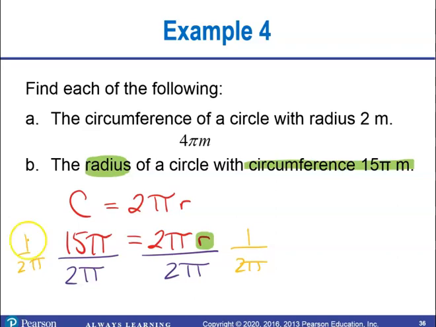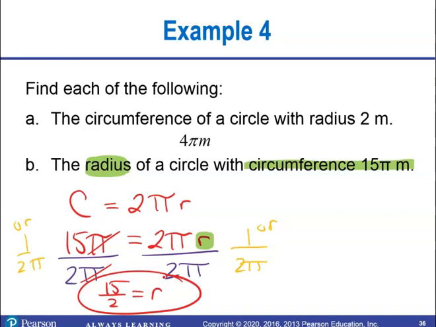Okay. Now I'm not doing it both times. I just wanted to say this is an or situation if you're being very particular about your rules. Now, what do we have? 15 pi divided by 2 pi. Are you wondering if those pi's cancel? They do. Okay, that's gone. So your answer is 15 halves is equal to r. Do you need to change that to 7.5? Sure you can. Why not?